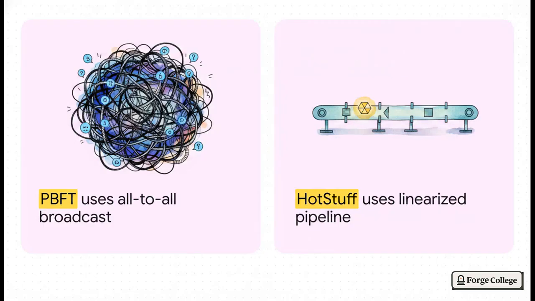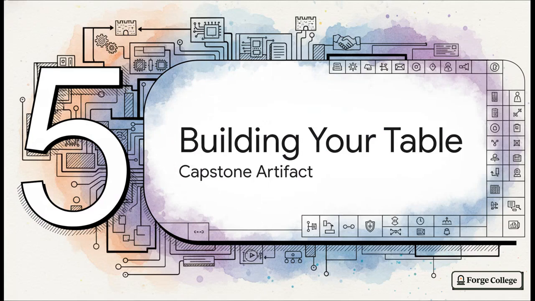Just to highlight a key distinction that really matters in practice, PBFT scales pretty poorly because of that shouting match we mentioned earlier. Literally, every node is talking to every other node. HotStuff, on the other hand, reduces that messaging chaos by routing everything sequentially through a linearized pipeline. It simplifies the math, speeds up throughput significantly, and massively lowers the worst-case cost of having to replace a bad leader. And finally, Part 5, building your table for the capstone artifact.